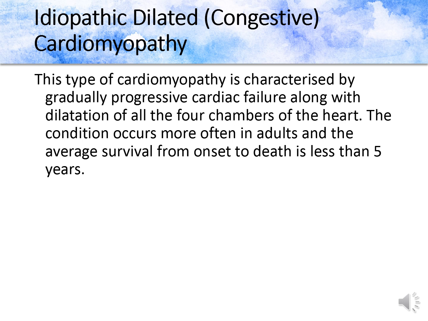Let's start with idiopathic dilated or congestive cardiomyopathy. This type of cardiomyopathy is characterized by gradually progressive cardiac failure along with dilatation of all the four chambers of the heart. The condition occurs more often in adults, and the average survival from the onset to death is less than 5 years.